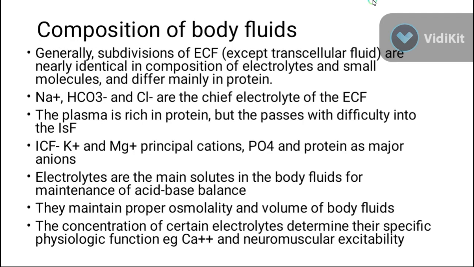Composition of body fluids. Generally, subdivisions of ECF, except transcellular fluid, are nearly identical in composition of electrolytes and small molecules, and differ mainly in protein. Na+, HCO3-, and Cl- are the chief electrolytes of the ECF. The plasma is rich in protein, but this passes with difficulty into the ISF. In ICF, K+ and Mg++ are the principal cations, PO4 and protein the major anions.